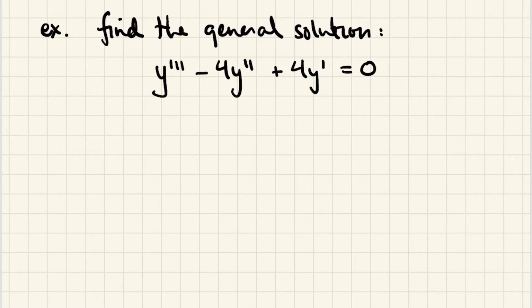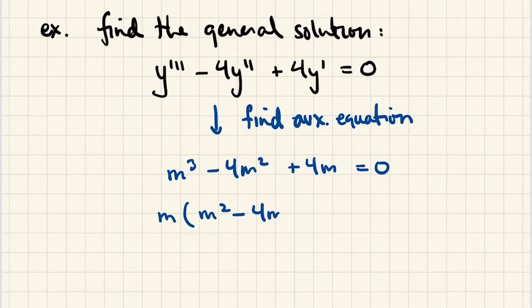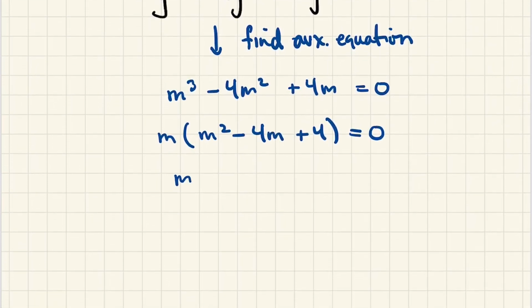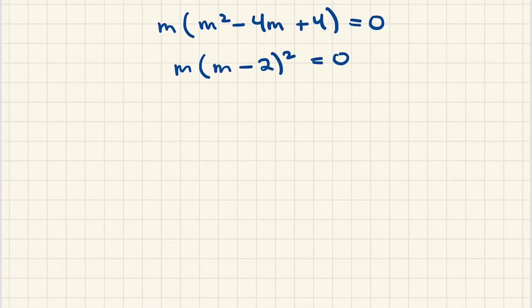Okay, let's find the general solution to this one. Of course, we're going to start by finding the auxiliary equation. So that would be m cubed minus 4m squared plus 4m equals 0. And this guy factors. We get m times (m minus 2) squared equals 0. So we get the solutions m equals 0, which has multiplicity 1, and m equals 2 with multiplicity 2. So this time I'll write it as 2 and 2.